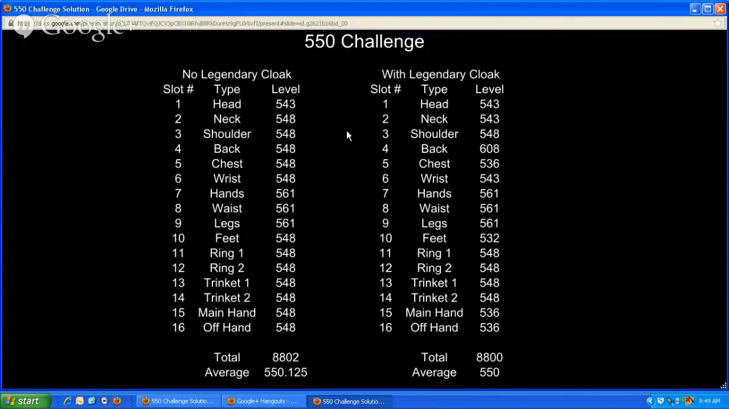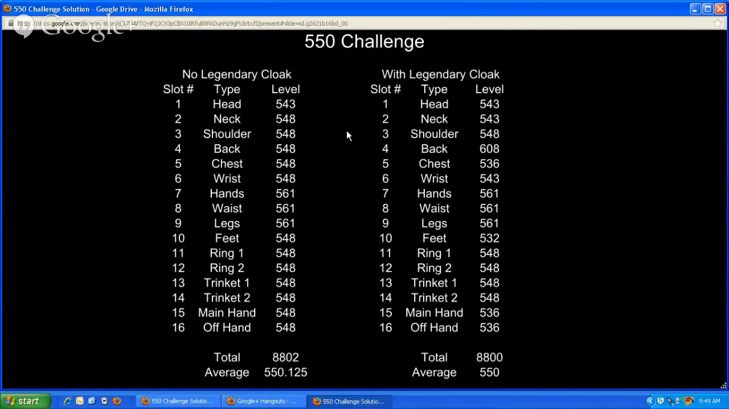And what the next slide shows you is a list of all of the scenarios I was thinking of. So really there are two different ways you can do it. You can either do it with the cloak or without the cloak. The first one there on the left is the non-legendary cloak, and you can see what it requires.